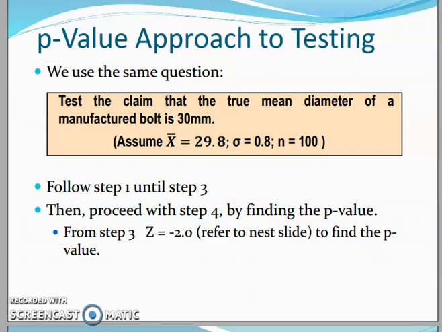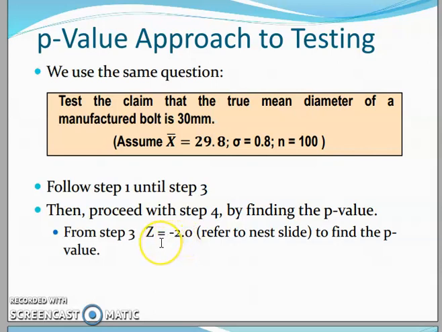Suppose we are using the same question. We want to test the claim that the true mean is 30, and we assume x bar is 29.8, sigma known which is 0.8, and sample size 100. So step 1, step 2 and step 3 are the same, whereby step 1 is to state the H null and H1, which is a two-tailed test. Step 2 is to define the significance level, and step 3 is to calculate the test statistic. So here the test statistic will be Z, which is going to be equal to minus 2.0.